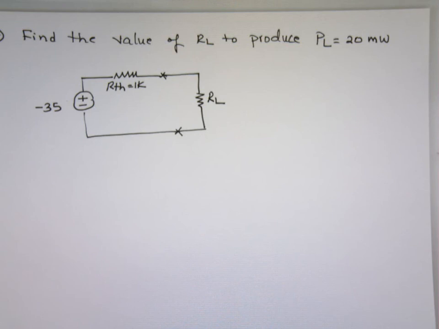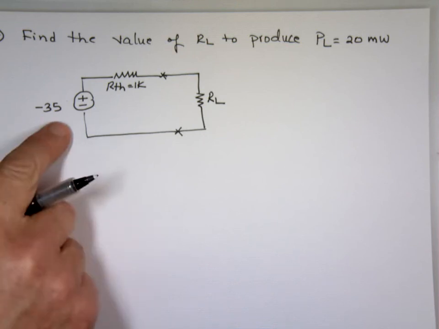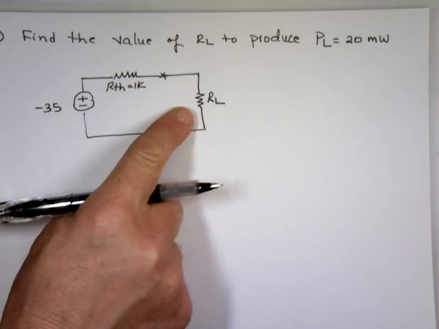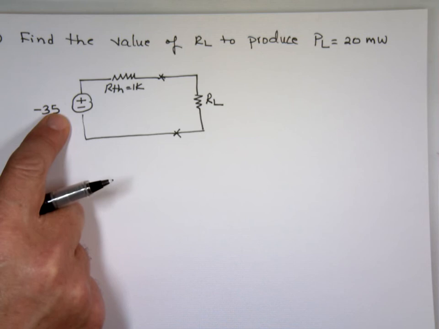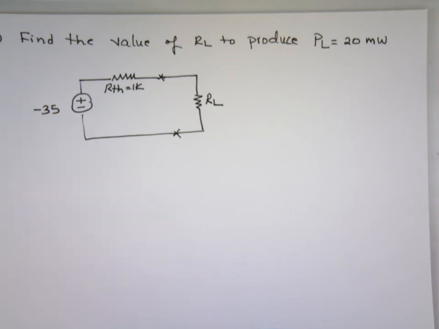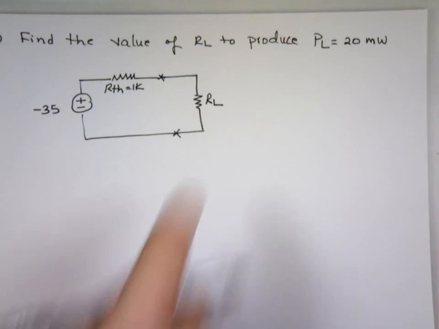The reason why we divide by 4K on the previous one is because if these guys are equal, what's the voltage here? Half of that number, right? So V Thevenin over 2. When you square that voltage, what's 2 squared? 4. That's where the 4 came in.